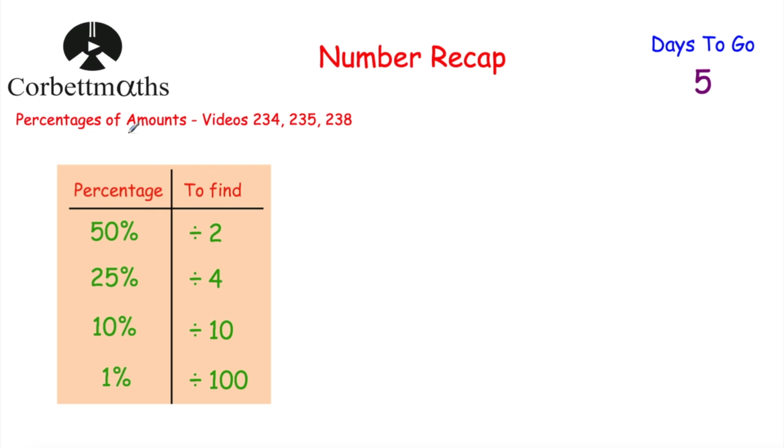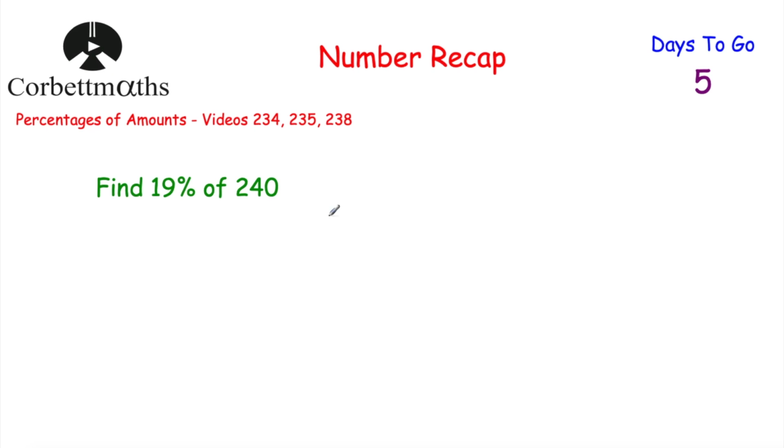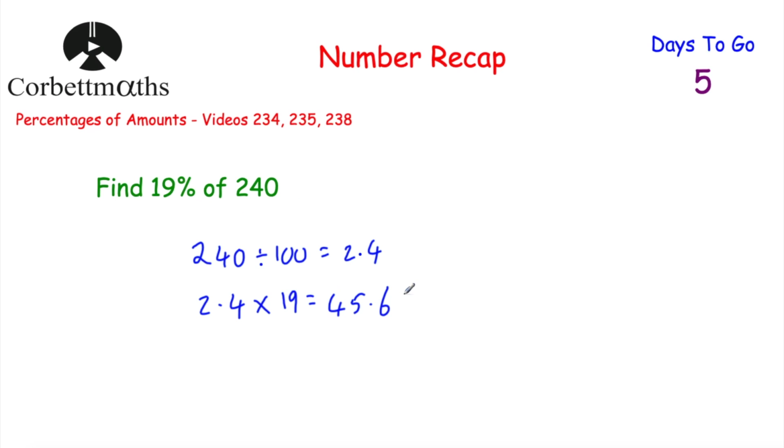Okay, next we've got percentages of amount. So these building blocks will be really helpful for you whenever you're dealing with percentages of amounts without a calculator. And then in terms of percentages with a calculator, one approach is to just divide by 100 and then multiply by the percent you want. So that means that 19% of 240 is 45.6.